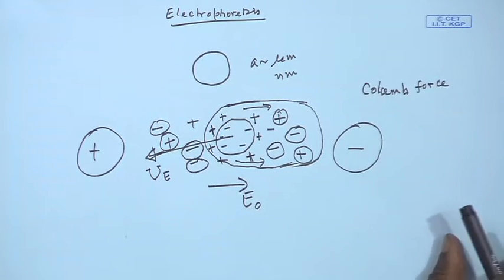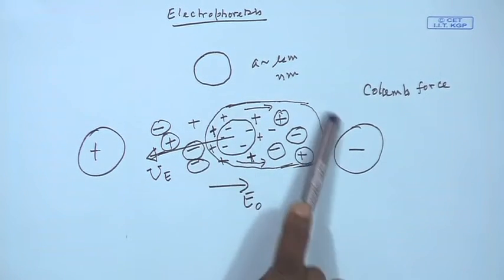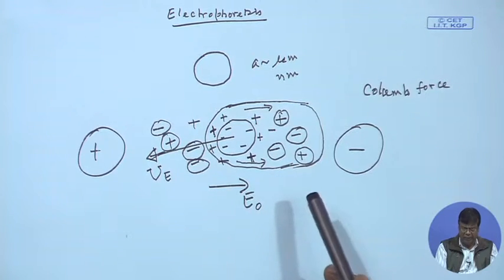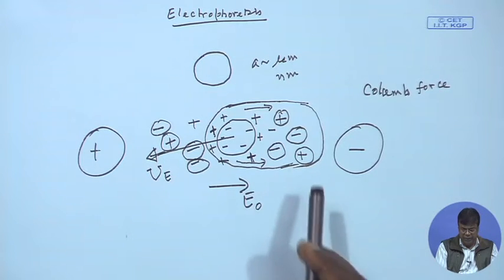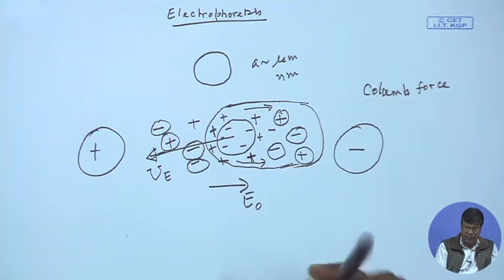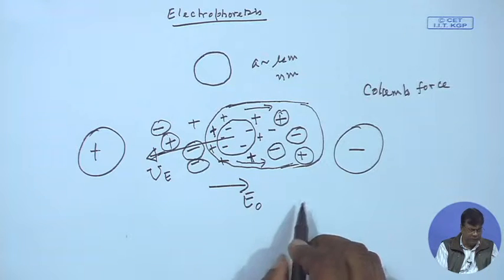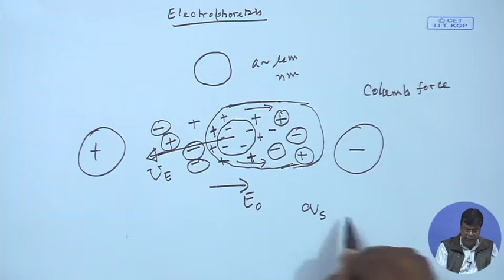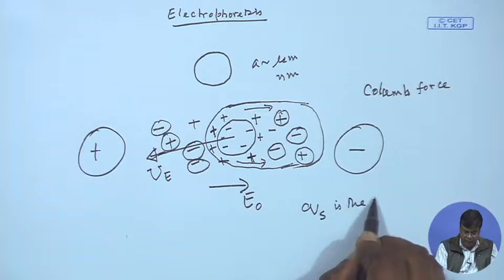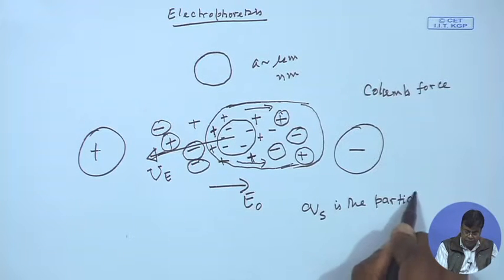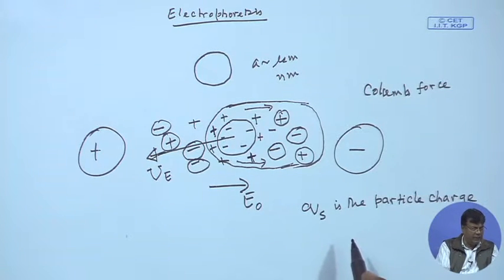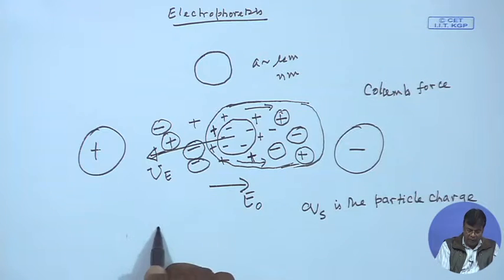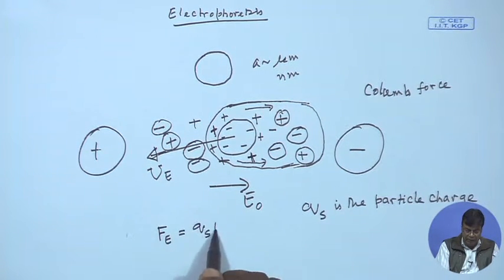Now, for a simple situation, suppose I forget about the ions and assume that the medium is perfectly dielectric, containing no free charge and no ions. The particle has a charge Qs, the particle charge, and the applied electric field is E0. So, the electric force experienced by the particle is Qs E0.